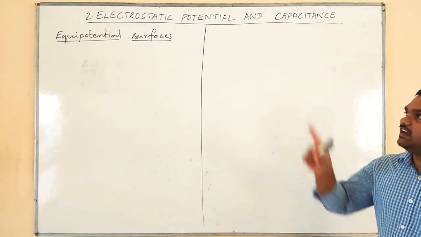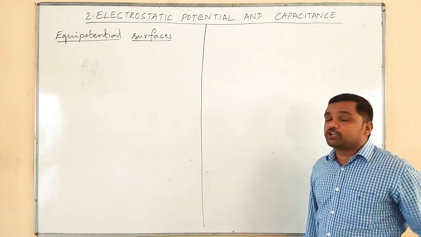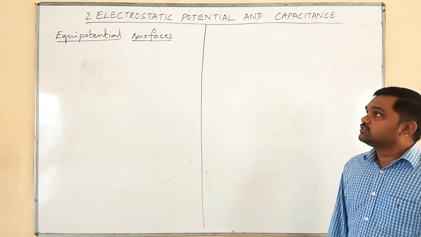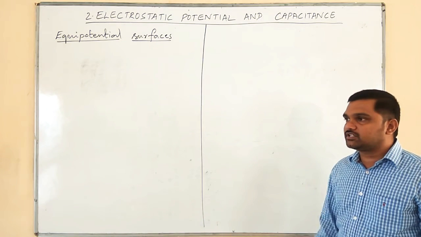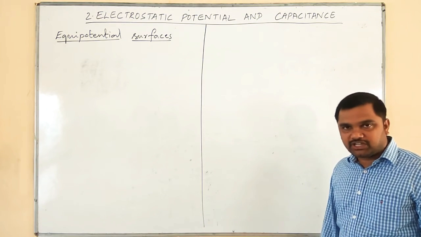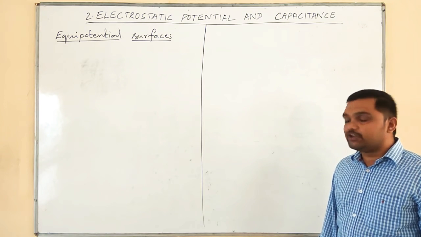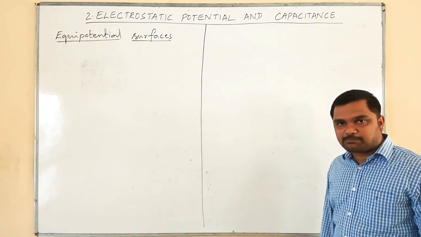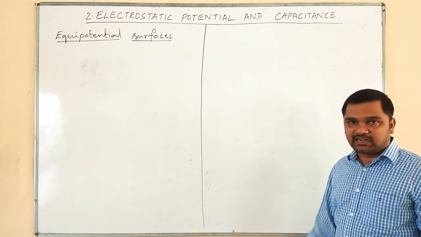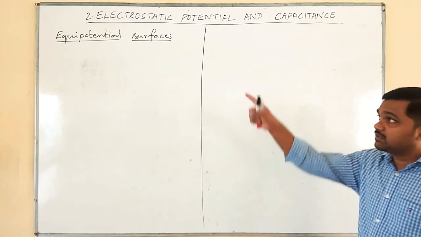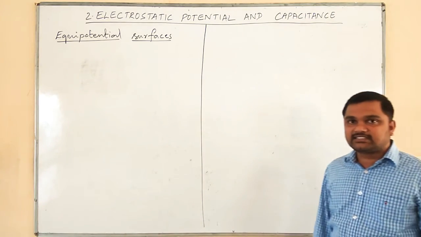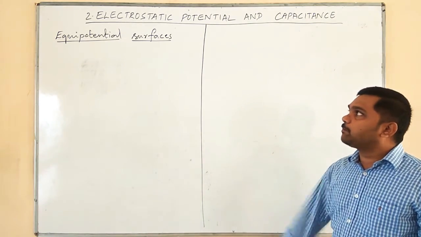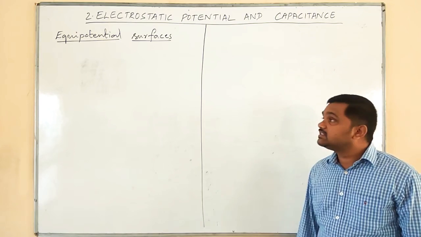In this class, let us discuss equipotential surfaces. In the last class, we discussed the concept of electric potential and electric potential difference. Similarly, we found the value of electric potential at a point due to an electric dipole, isn't it? Now, an interesting concept called equipotential surfaces.